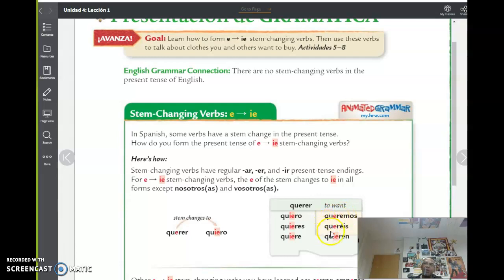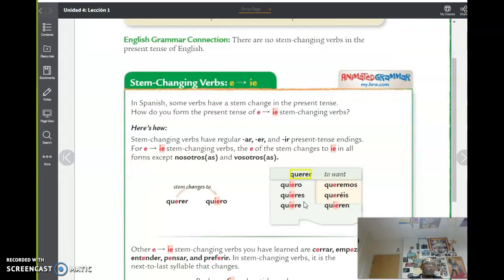And vosotros does not have that either. So it goes back to quieren, which is ellos quieren, ellas quieren, ustedes quieren, using ustedes for want. So that's it. That is the only thing that you have to really remember about that. The E changes to an IE.